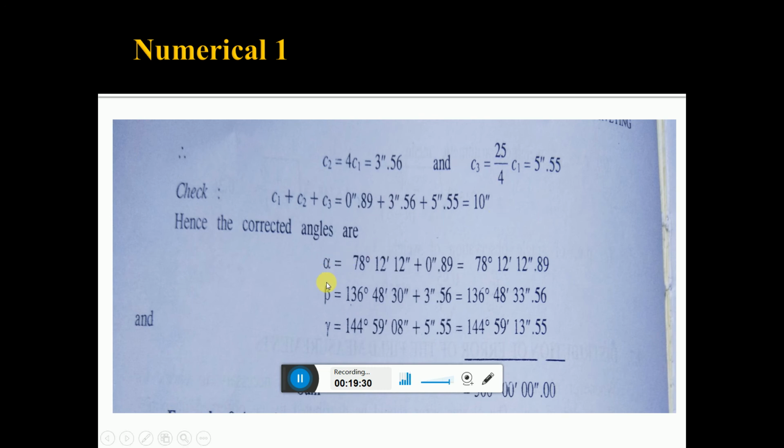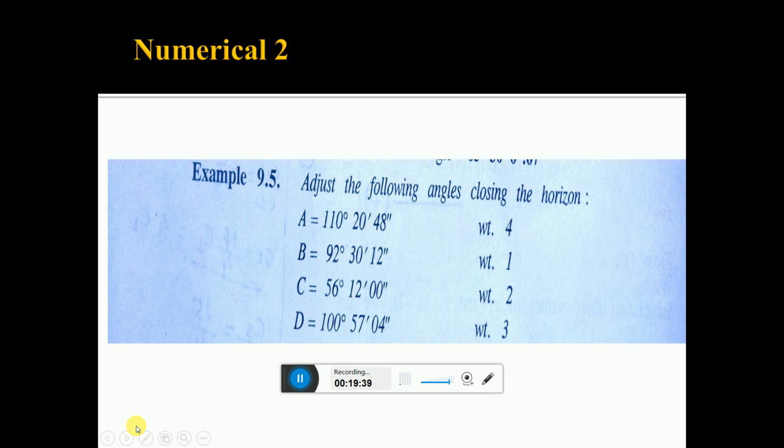So the corrected values of alpha, beta and gamma are the most probable values of the angles alpha, beta and gamma. Then consider the second case, when the weights of the observations are given. For angle A, weight is 4, angle B, weight is 1, angle C, weight is 2, angle D, weight is 3, and we have to find out the most probable values or the corrected values of angles A, B, C and D. Let us proceed step by step.